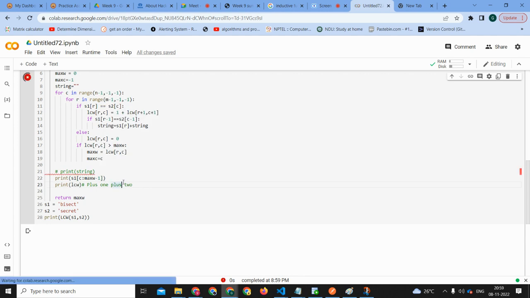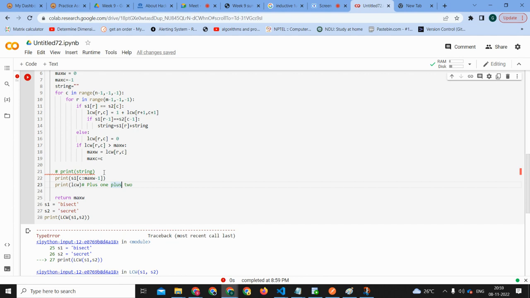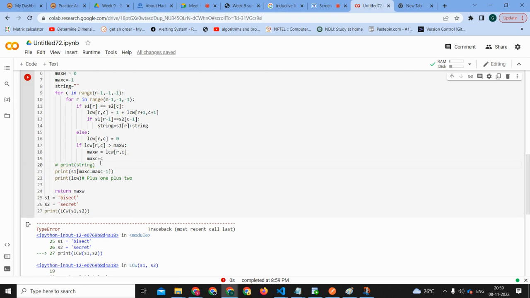Okay, let's see this. No, not C, max C. Oh, max C, sorry. Max C to max W minus 1. Why is the W minus in this line giving an error? I'm getting an error in that line.